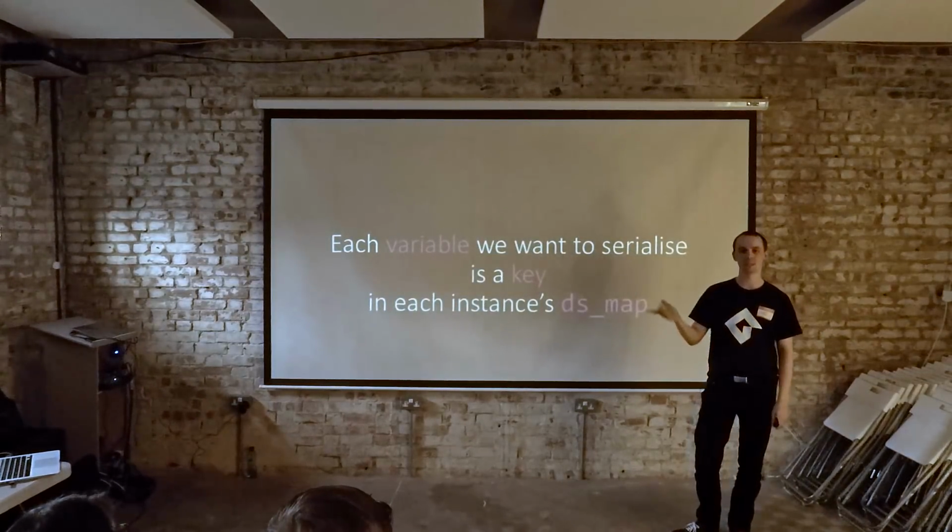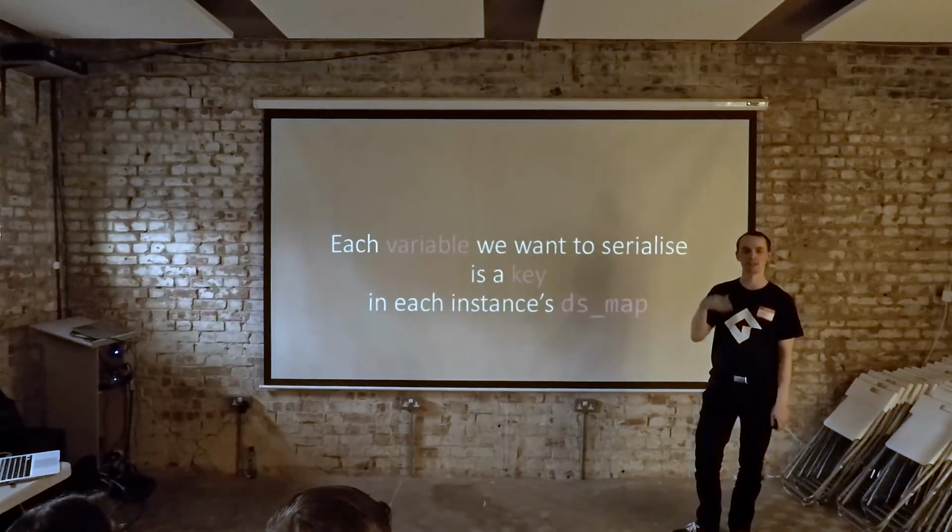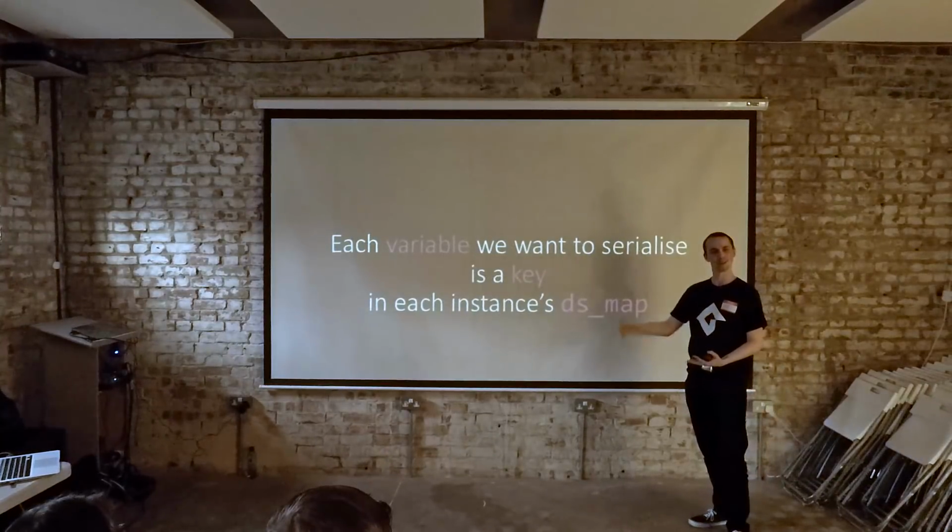You could even do this with lists. So we could find lists in instances and attach them to our DS map, and it would still serialize because that's how JSON works, right? You can put a list inside a map inside a list.